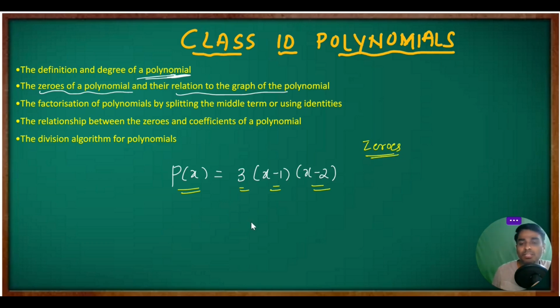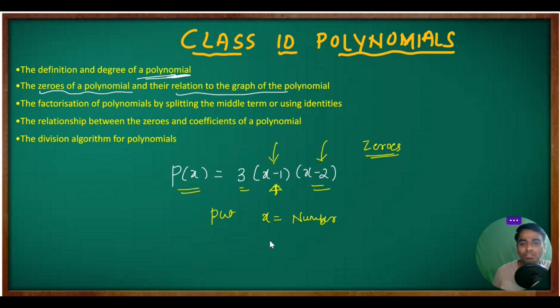What do you mean by zeros? The meaning is very simple. What value of x, what number, will you put so that this whole thing becomes 0? For example, this bracket becomes 0 and this bracket becomes 0.